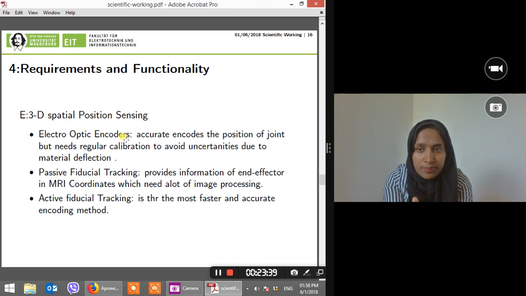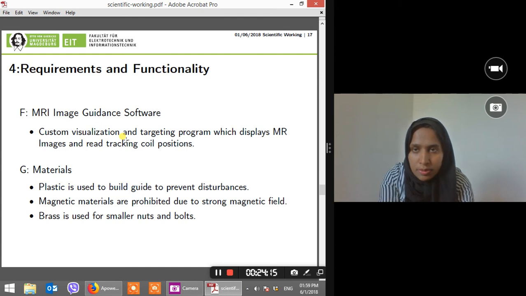Then passive fiducial tracking basically provides information about the end effector in MRI coordinates. So it provides the position information, but that is not sufficient. We need a lot of image processing on those coordinates to get the exact position of the target. And then we have active fiducial tracking, which is the fastest and most accurate encoding method, and that we will be using in our manipulator.